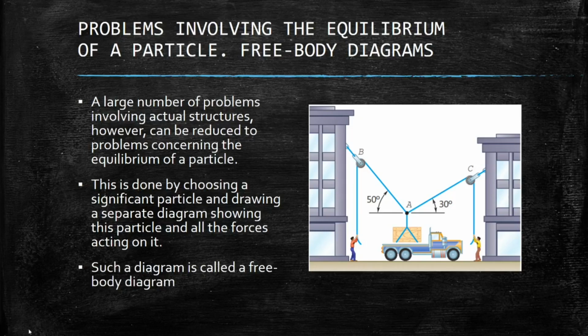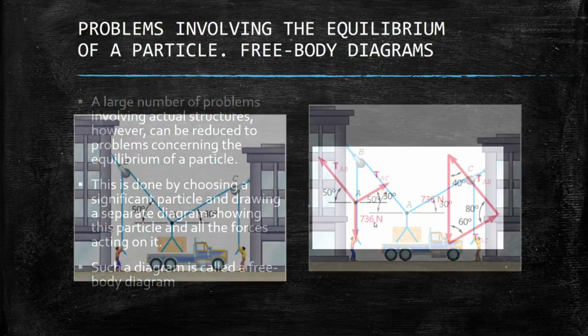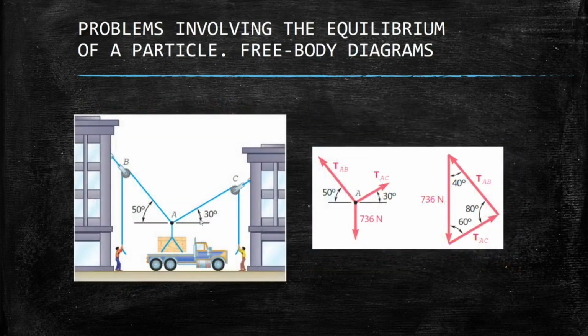So in this given condition, this truck here is going to be loaded by a crate. Now if you notice, there are two people who are pulling strings to hold the crate in that particular given position. Let us assume that in this current situation, the crate and the ropes are in equilibrium. So in this condition, point A becomes the point of significance. Let us see the same problem here.